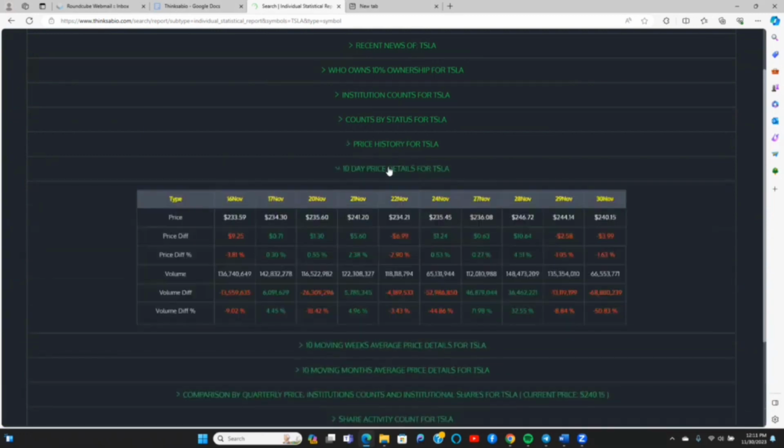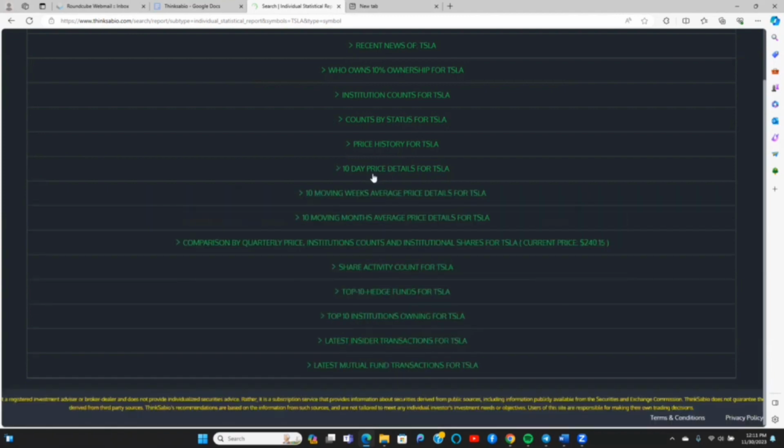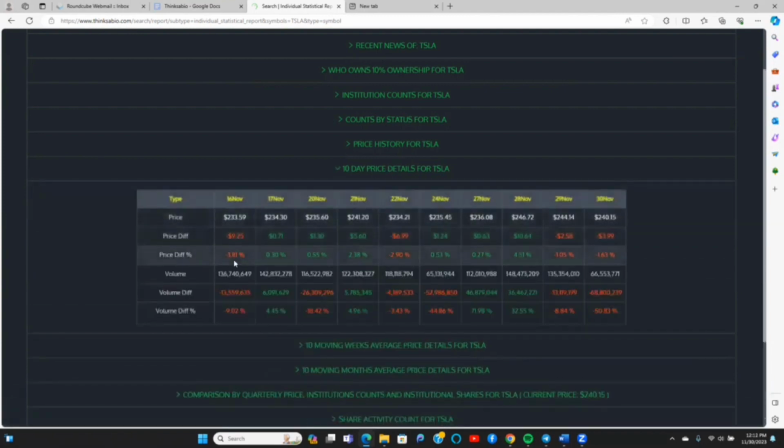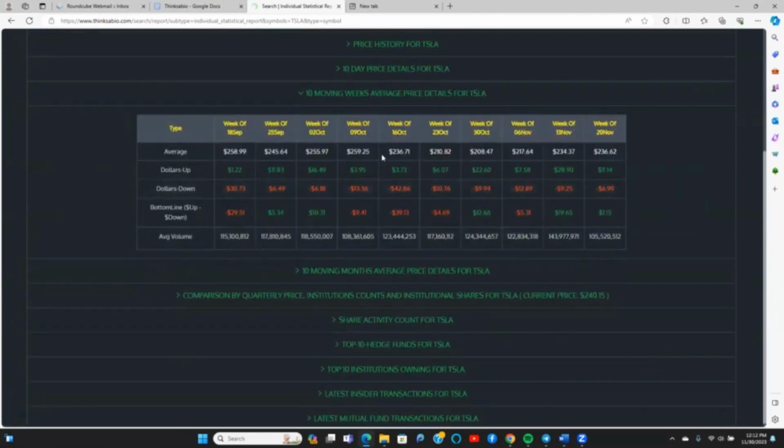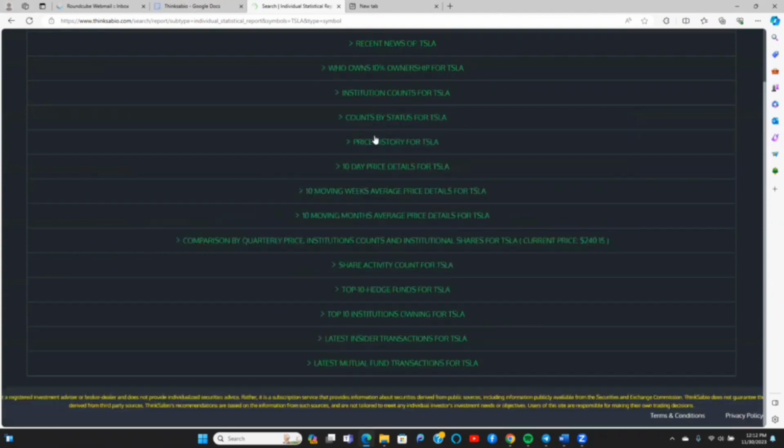Then you've got 10-day price details, which looks at a wide range of pricing, basically the pricing and volume performance over the last 10 days. That can be helpful. So you have price, the difference, and the percentage of difference, and the same for volume as well over the last 10 days. Then we've got the 10-week moving average, which is similar to that, but over the last 10 weeks. So you have the average over the previous week, and then the week prior to that, and then the week prior to that, and then how much that average has changed in dollars, and the range of it, and then the percentage of it, and then you have the average volume for that time.